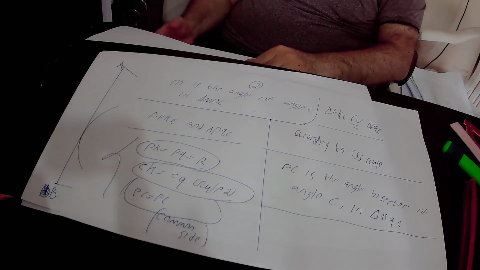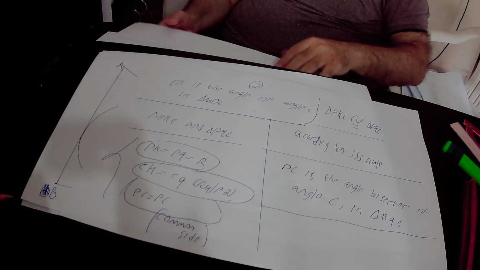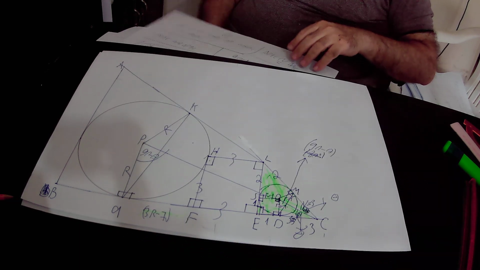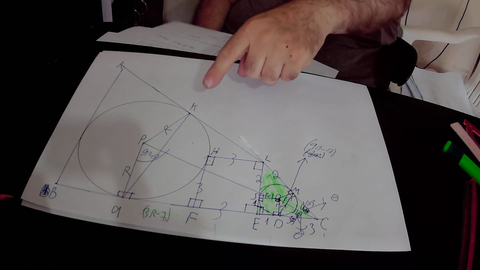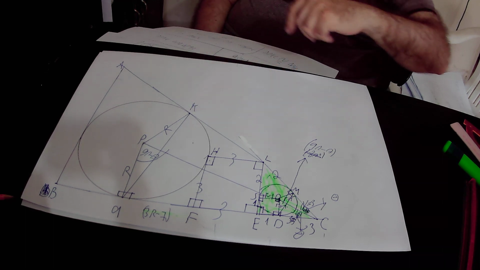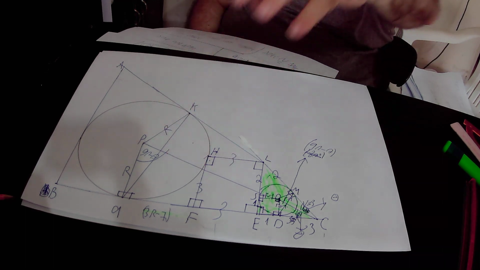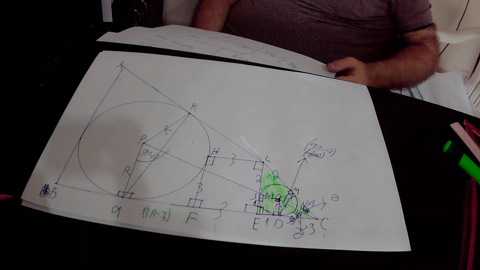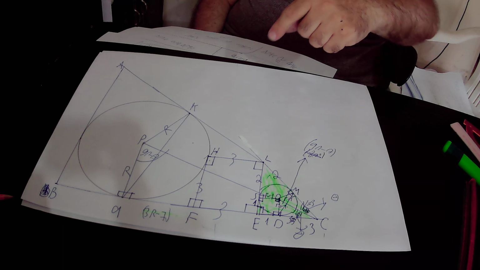CO is the angle bisector of angle C in triangle MDC. Then we join points P and K together. As I already mentioned, PK equals R, and we prove that those two right triangles are congruent to each other according to the side rule. I will explain what I mean.